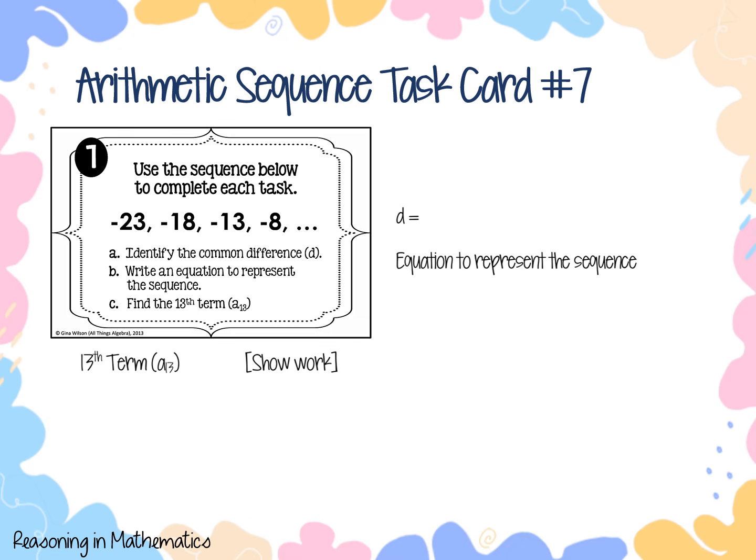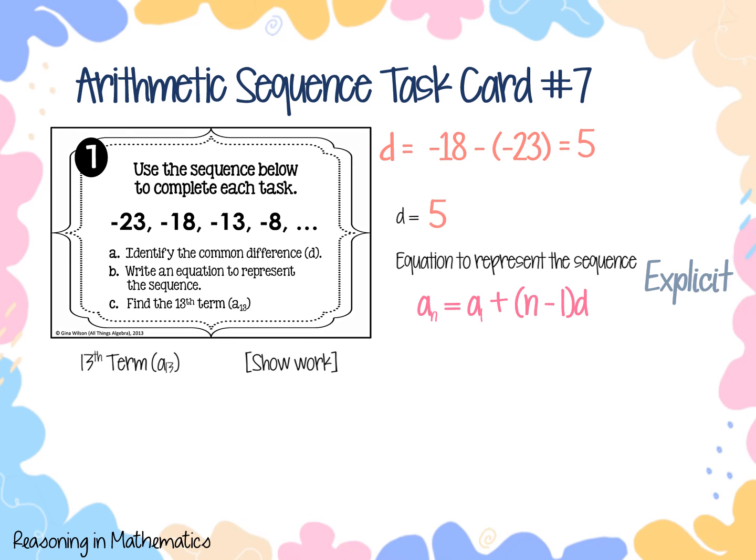-23, -18, -13, -8. We are increasing by something every time. Let's calculate the common difference: -18 minus -23 is 5. We're going up by 5 every single time. Explicit formula. We need to plug in our initial value of -23 and our common difference of 5. Distribute the 5, and we get a sub n equals -23 plus 5n minus 5.